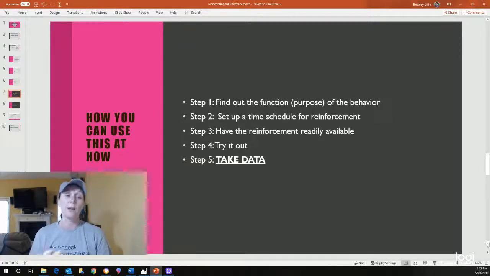non-contingent reinforcement. Non-contingent reinforcement is, you can do it either at a fixed time, like we showed with the example with Sam receiving a 5-minute break every 5 minutes, or you can do it on a variable schedule, which is kind of random. Let's say this particular behavior happens at a certain amount of time, so every 15 minutes. So you kind of randomly set it up.